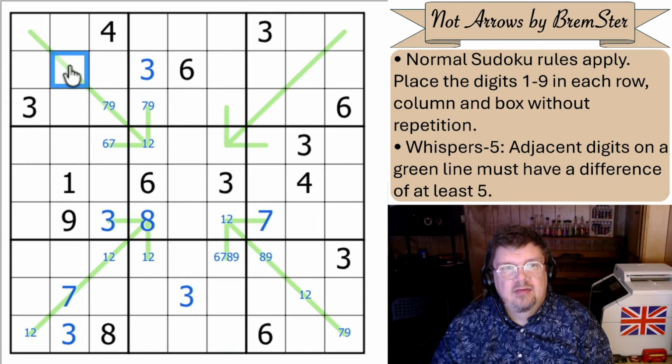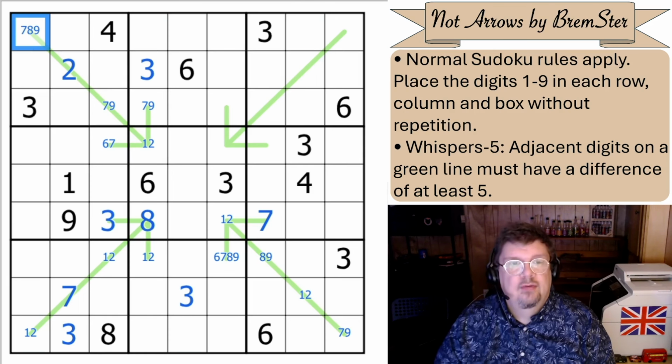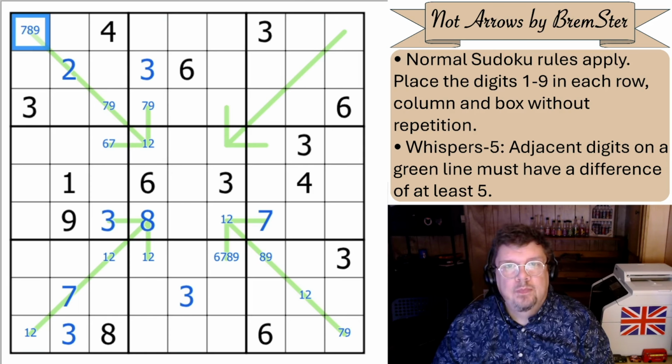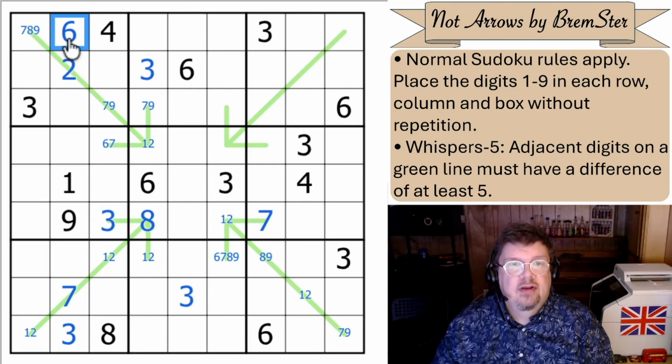That is low, it has to be a 2. That is high and is 7, 8 or 9. Can't be a 6 because that's a 2. The 6 in this box now goes here.